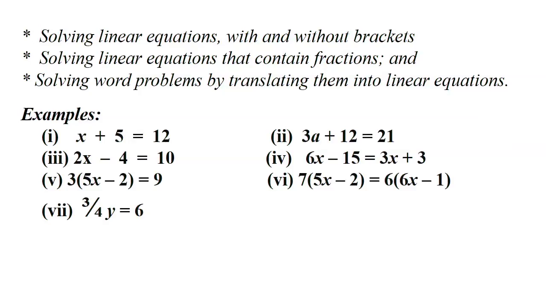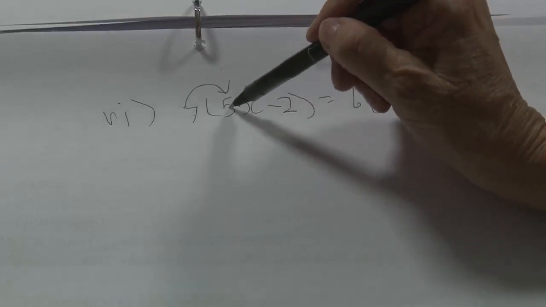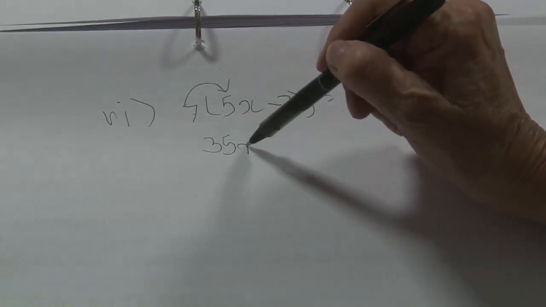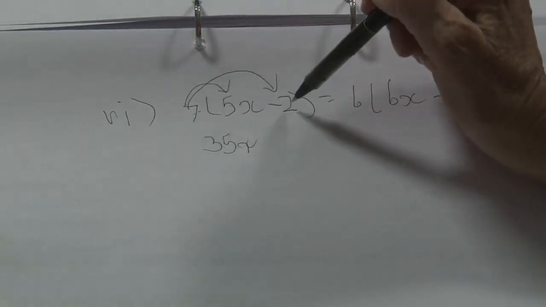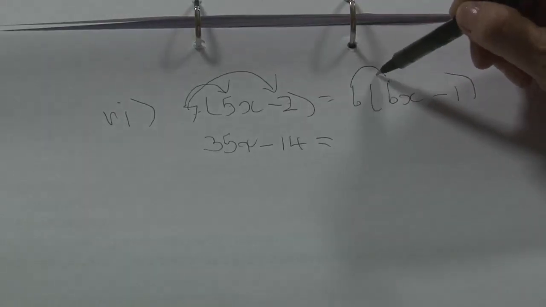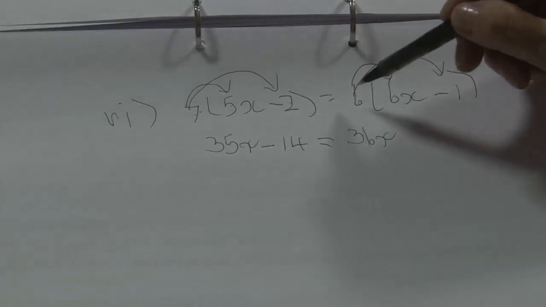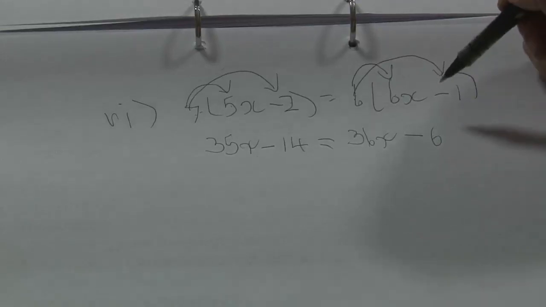The next one, number 6, has two pairs of brackets. It's looking like this, number 6. It is 7(5x minus 2) is 6(6x minus 1). I kiss my husband, 7 times 5, 35x. I kiss my child, 7 times negative 2 is minus 14. I greet my husband, 6 times 6, 36x. I greet my child, 6 times negative 1 is negative 6.